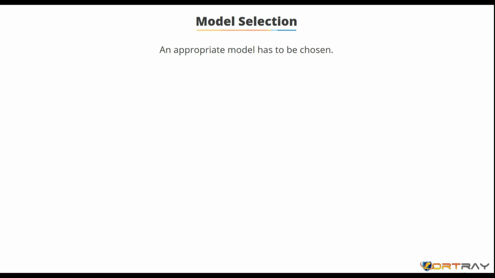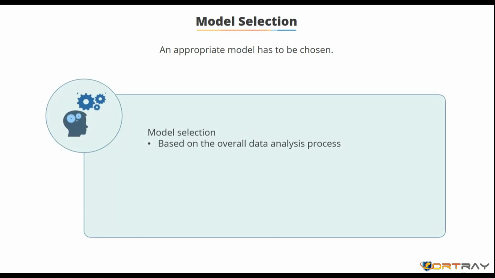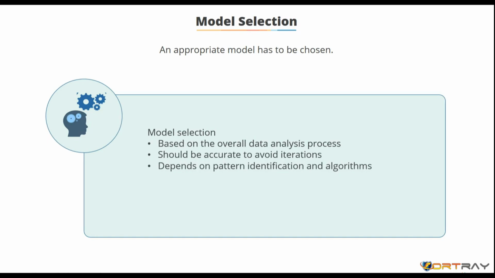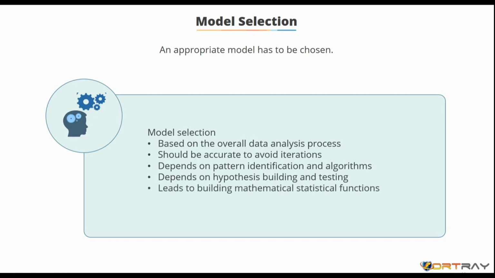Choose appropriate models. Model selection is based on the overall data analysis process to draw conclusions and make accurate predictions. Selection should be accurate, or it will lead to a lot of iterations and a waste of time. Identifying the right patterns and applying the right algorithm is critical. The hypothesis building and hypothesis testing process together lead to appropriate model selection. Mathematical and statistical functions have to be carefully built for the model chosen.